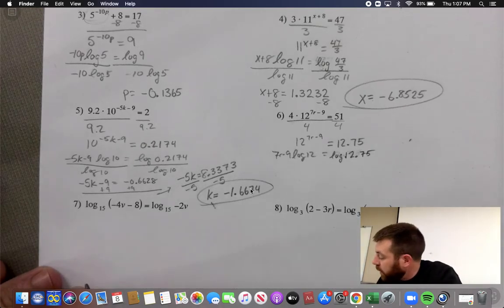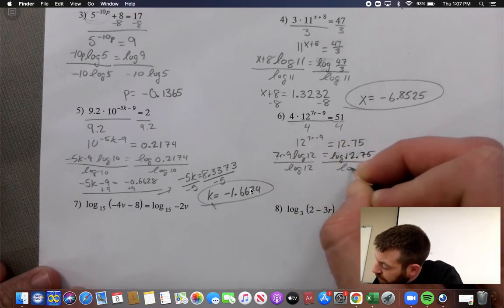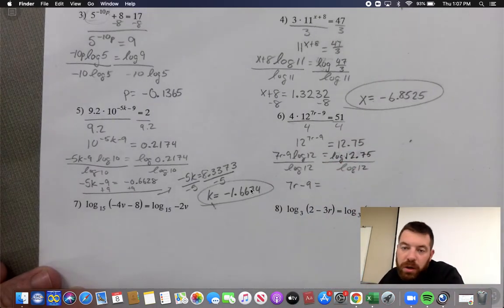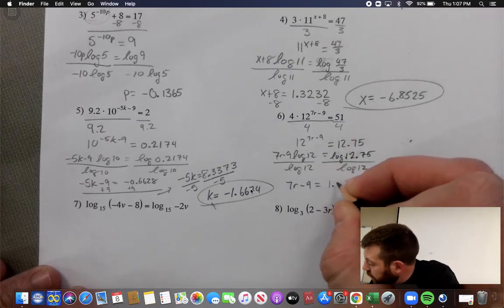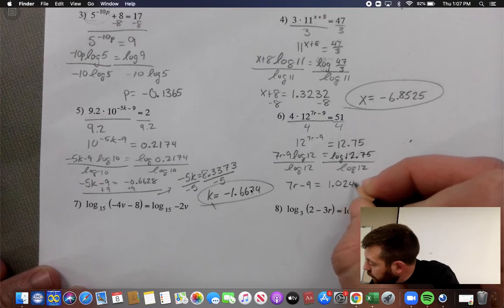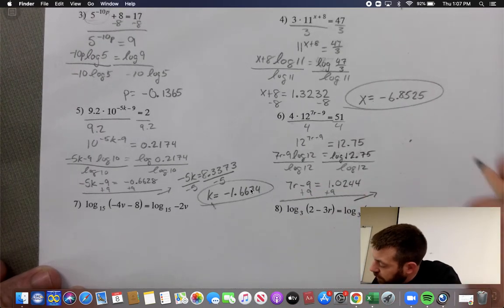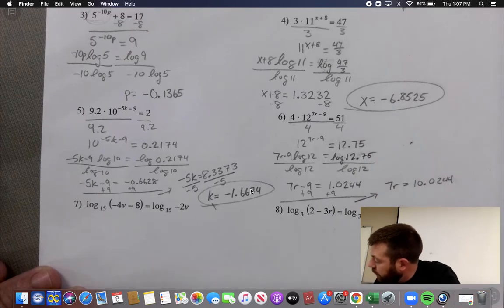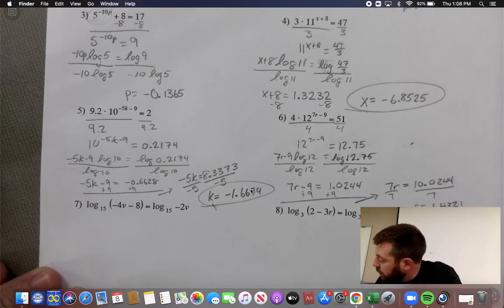All right, so from here, guys, I'm going to divide by log 12. I'm just working to isolate that variable. So I'll have 7r minus 9 equals log 12.75 divided by log 12, which is 1.0244. Add your 9. Let's move up here. Now I'm going to have 7r equals 10.0244. Divide by 7 to isolate your variable. And I'm going to have 1.4321.